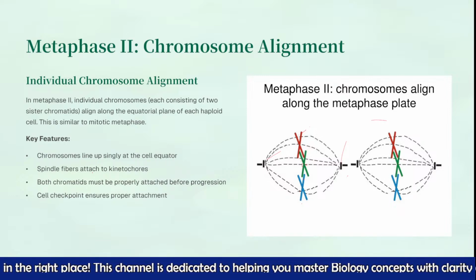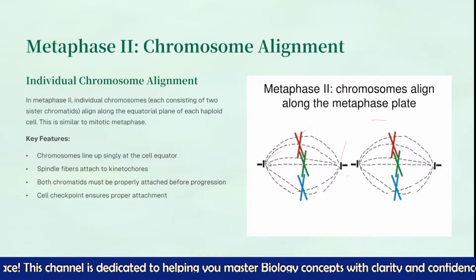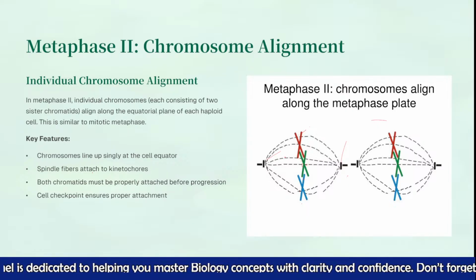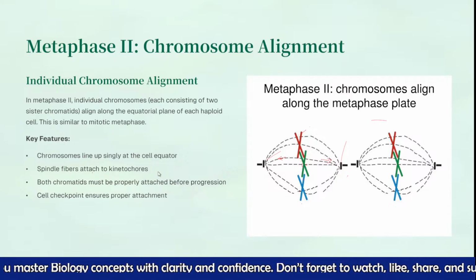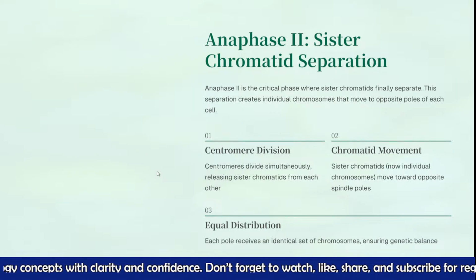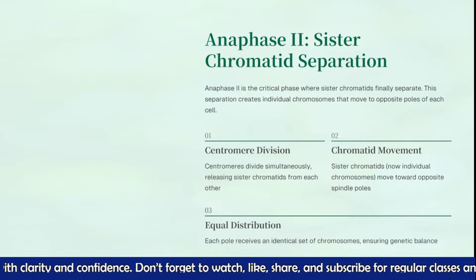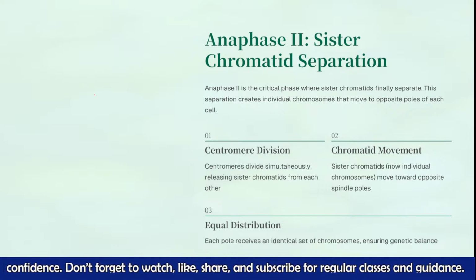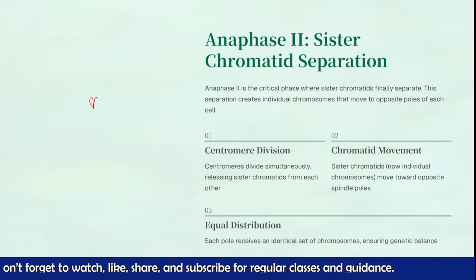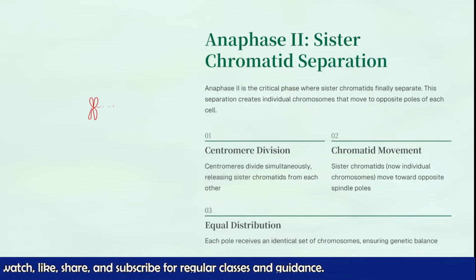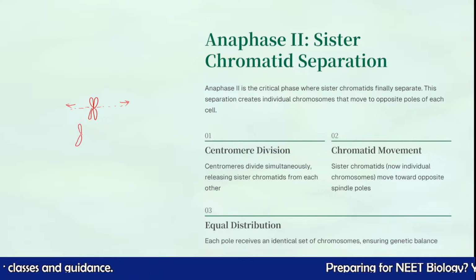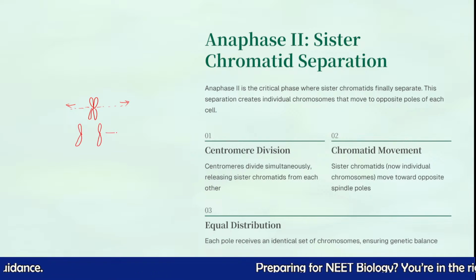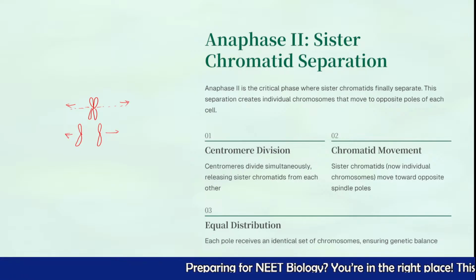There is a tug of war taking place. That means from this side, the spindle fibers will pull the chromatids, and this side also they will pull. And finally, in the anaphase stage, you can see the spindle fibers pull the chromatids in opposite directions. During the anaphase, what happens? The centromere splits, and then the sister chromatids separate.